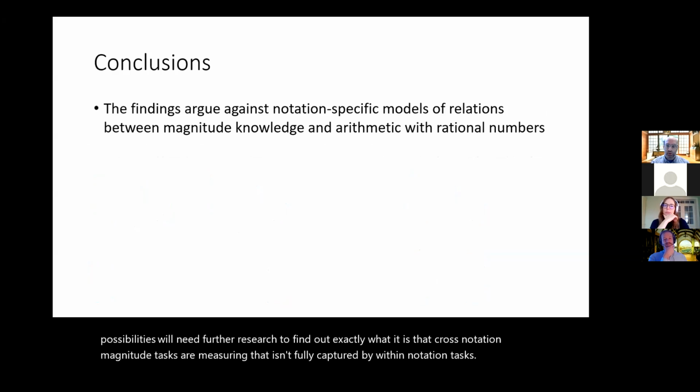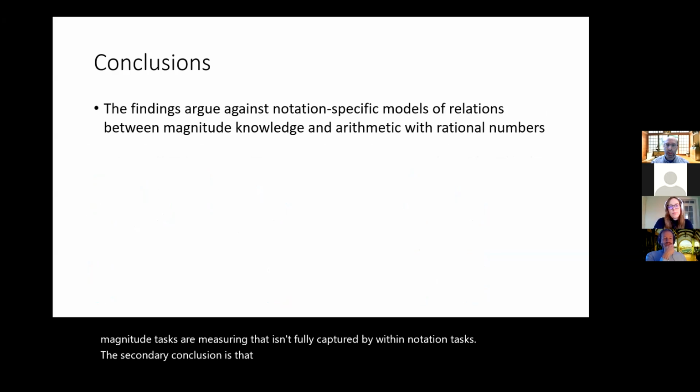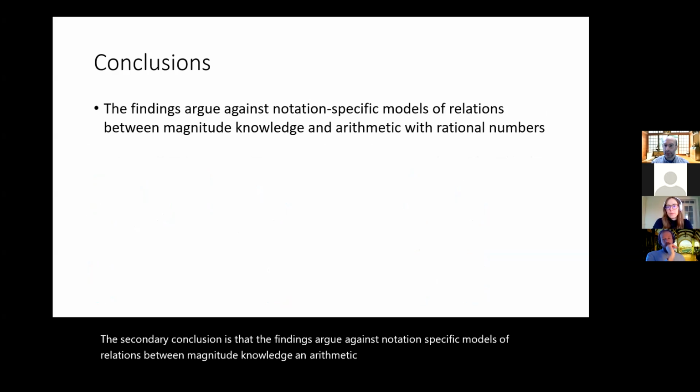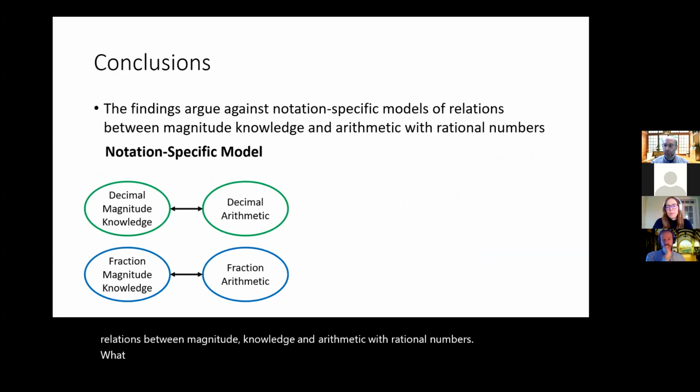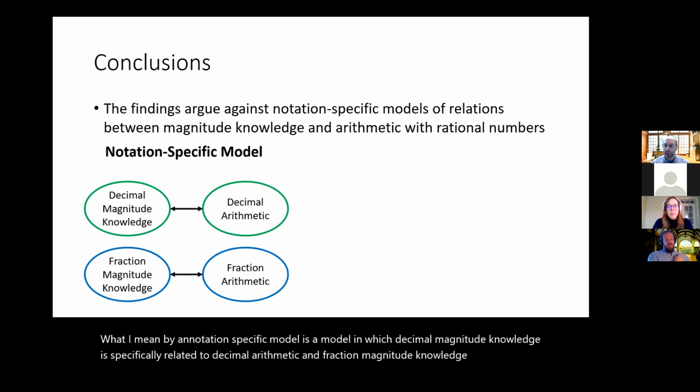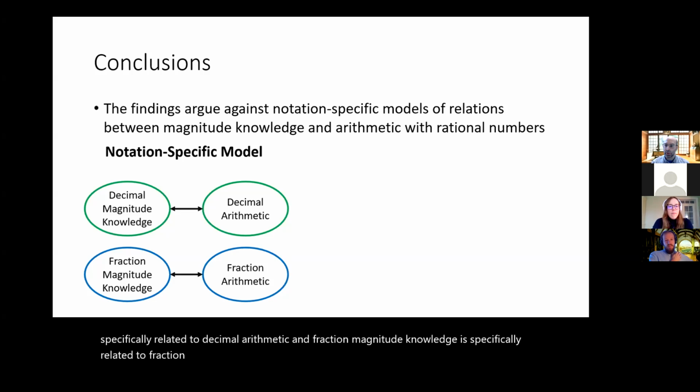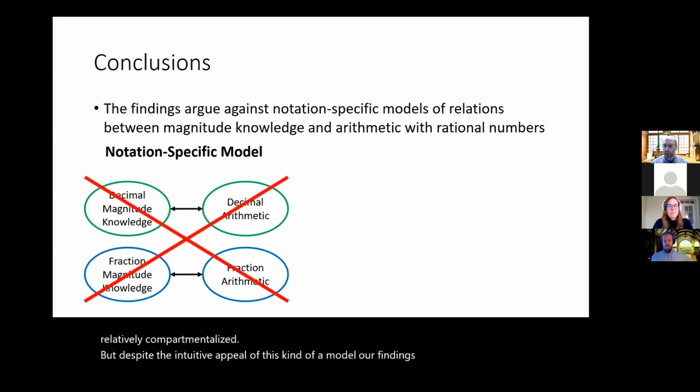A secondary conclusion is that the findings argue against notation-specific models of relations between magnitude knowledge and arithmetic with rational numbers. And what I mean by a notation-specific model is a model in which decimal magnitude knowledge is specifically related to decimal arithmetic, and fraction magnitude knowledge is specifically related to fraction arithmetic. In other words, your knowledge of different notations is relatively compartmentalized. But despite the intuitive appeal of this kind of model, our findings are not consistent with it.